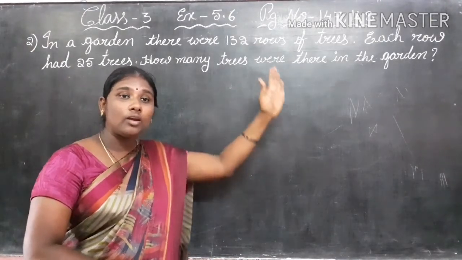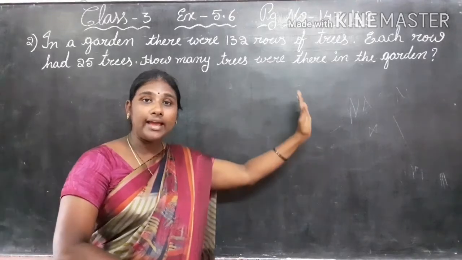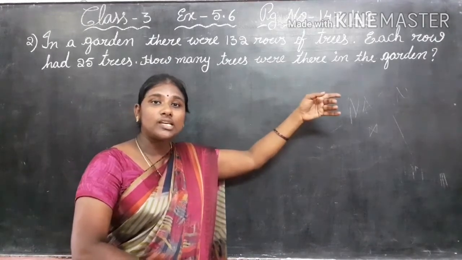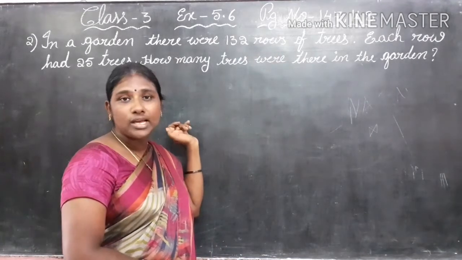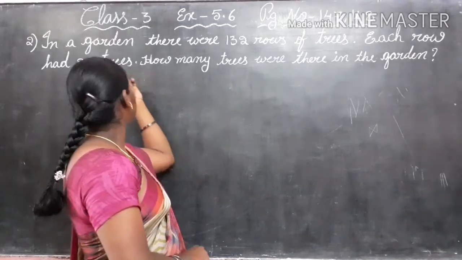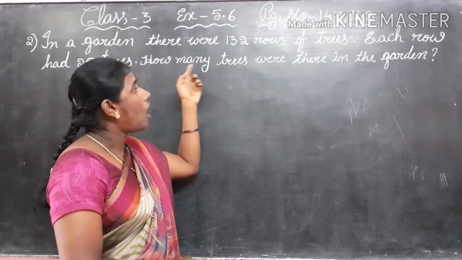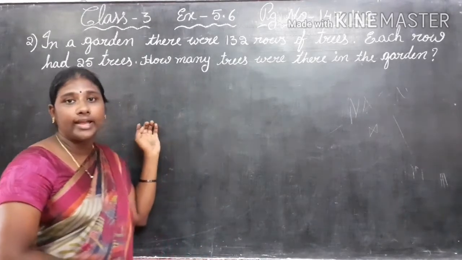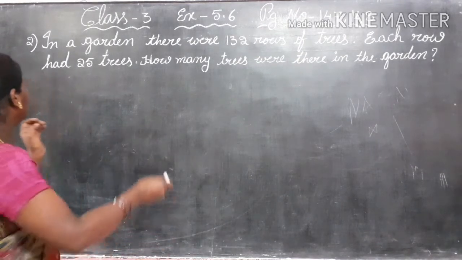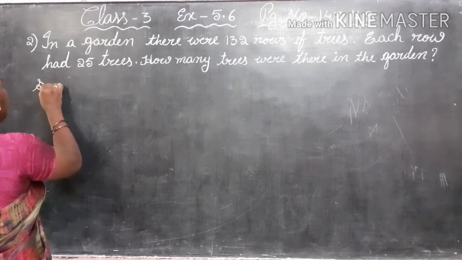Trees are planted in rows. Line by line. One line is called a row. So like that, how many rows are there? 132 rows are there. In each row how many trees are planted? 25 trees are planted. How many trees were there in the garden in total? You see the solution.